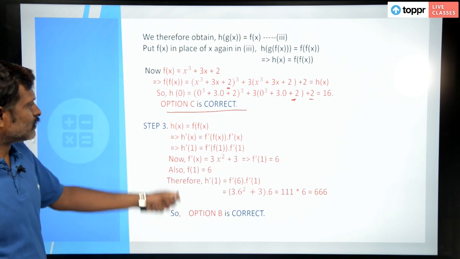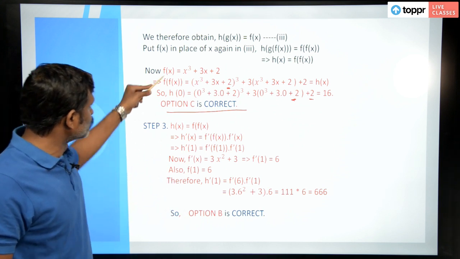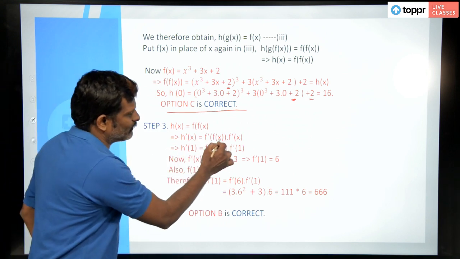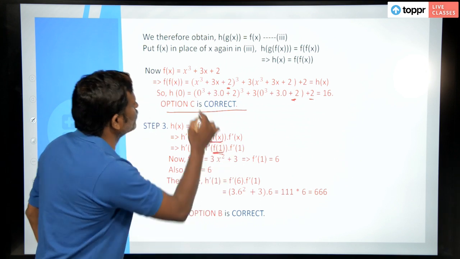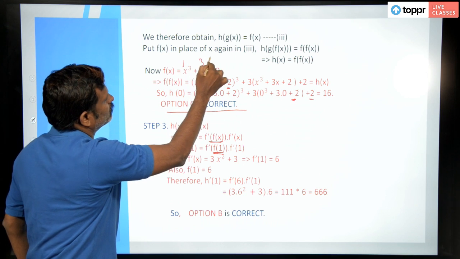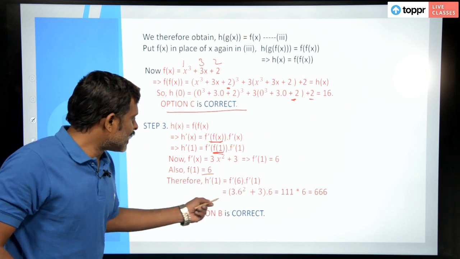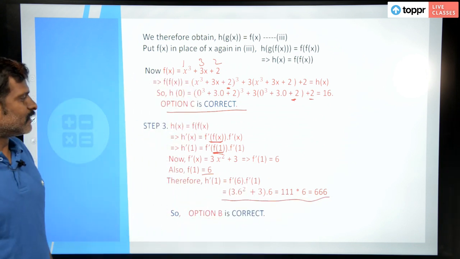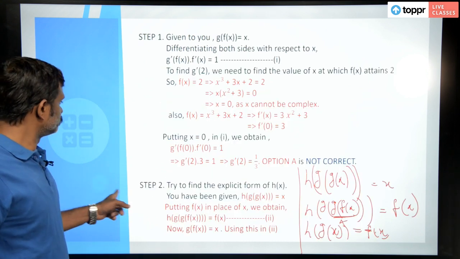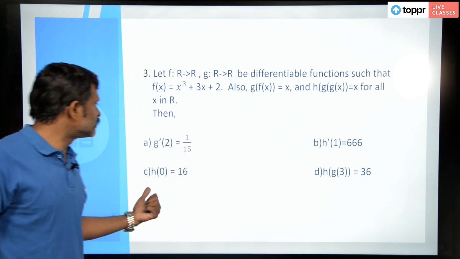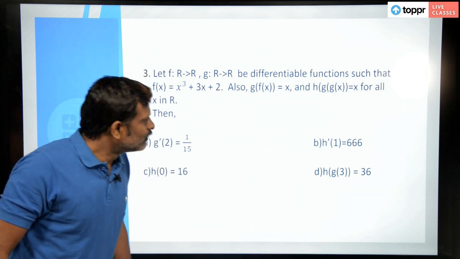Just substitute those values of f of 1 and f dash 1 in this. f of 1 also you have to find, because it is f dash of f of x times f dash of x, and f of x is f of 1. So what is f of 1? Put 1 here, and your value is 6, right. So substitute those values and you get the value 666. So option B is also correct. Option B and option C are right, and so far option A is the only one which is wrong, for us. Now let us see D.